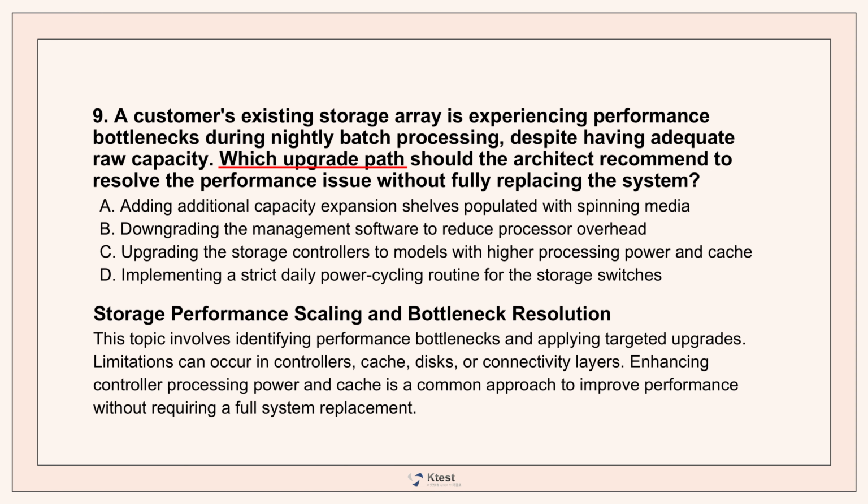Now, if a system is slow, my first instinct is to buy more disk drives. Why is option A wrong here? It's the difference between capacity and compute power. The question specifically says the array has adequate raw capacity. Oh, right. So adding spinning shells, option A, doesn't solve the problem because space isn't the bottleneck. Nightly batch processing involves heavy lifting, complex database joins, index rebuilding that requires intense CPU cycles and deep cache reserves on the storage controller. So the controller is pegged.